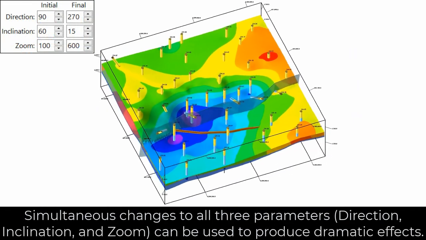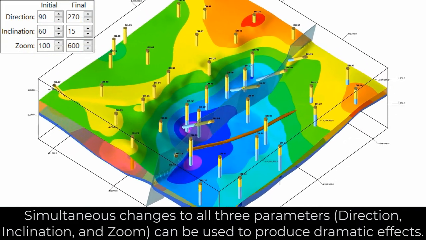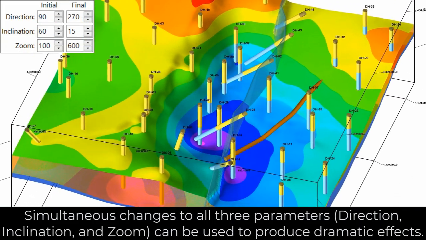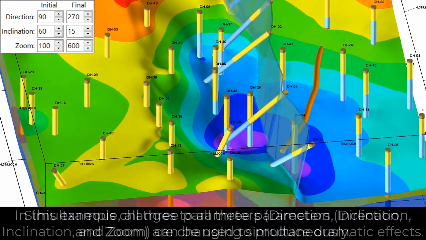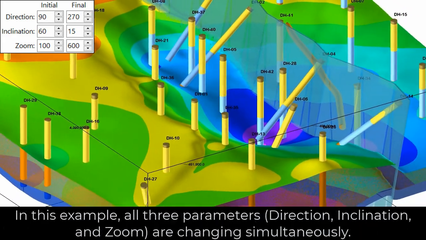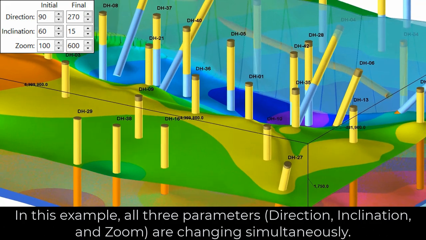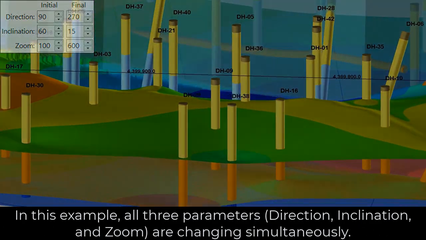Simultaneous changes to all three parameters, direction, inclination, and zoom, can be used to produce dramatic effects. In this example, all three parameters, direction, inclination, and zoom, are changing simultaneously.